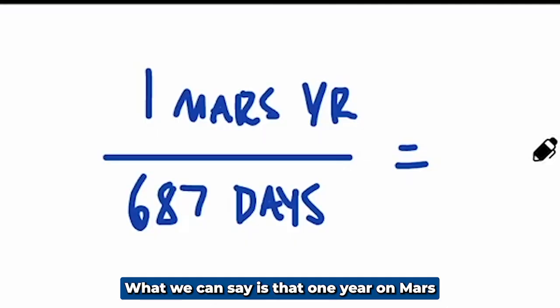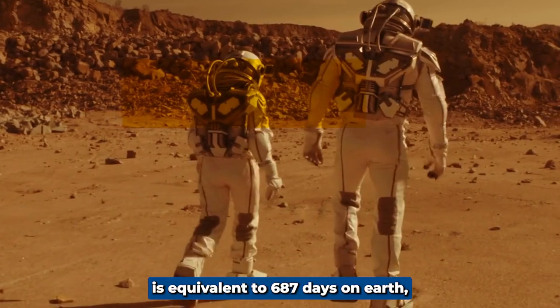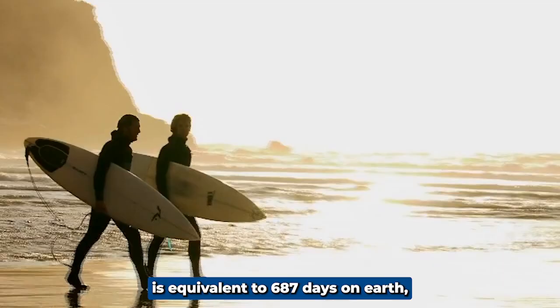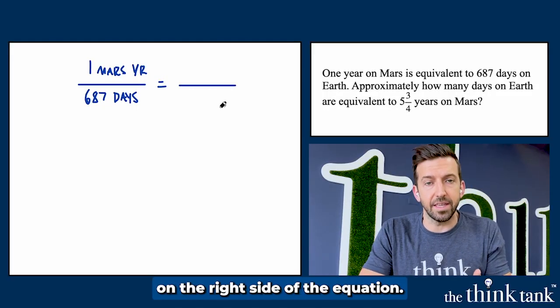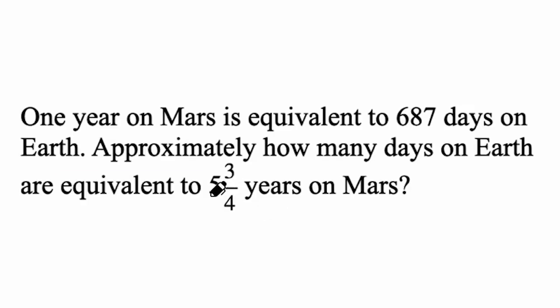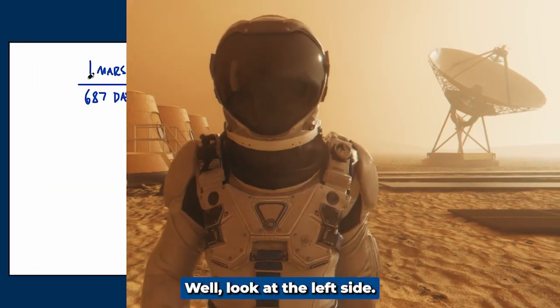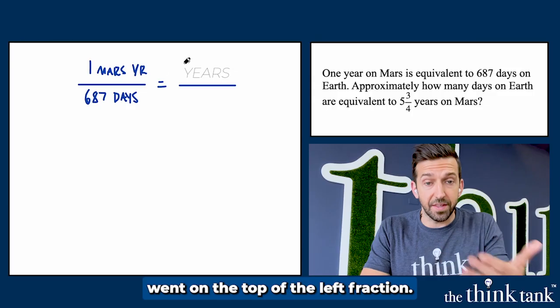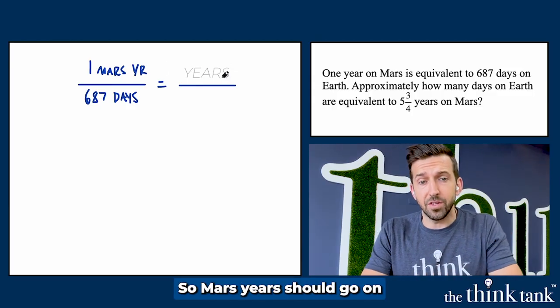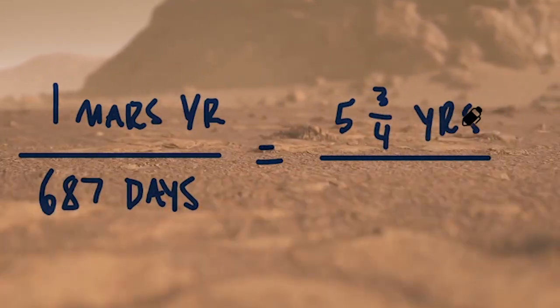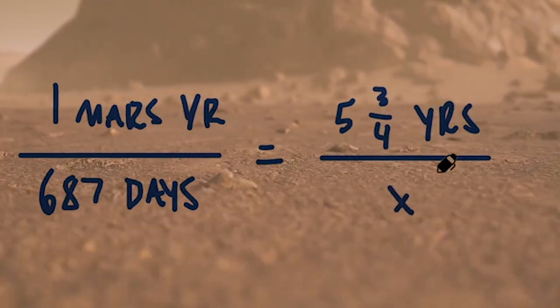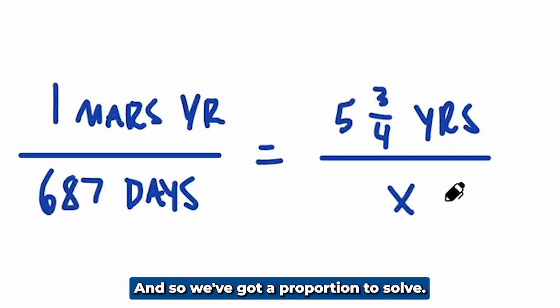What we can say is that 1 year on Mars is equivalent to 687 days on Earth, and we can set up a proportion keeping the same units on the right side of the equation. Now, we're trying to find out what is 5 3/4 years on Mars. So where would that go? Well, look at the left side. Mars years went on the top of the left fraction, so Mars years should go on the top of the right fraction. So we can say that 5 3/4 years on Mars should be equivalent to some number of days on Earth. And so we've got a proportion to solve.